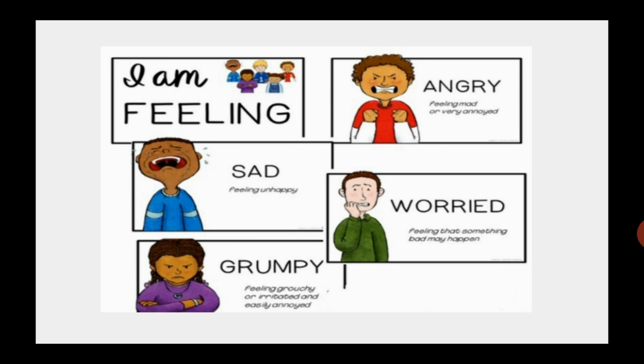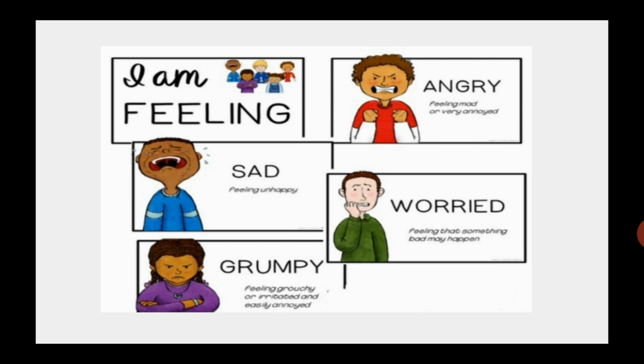First, observe the first picture. What is the boy doing? That boy is crying. So he is feeling very sad, so that he is crying. Next one. What is the girl doing? She is grumpy. And seeing her face, we can notice she is grumpy. Next, that boy is very angry by showing his hands and his teeth, all these things. And his cheeks also became red. So he is angry.